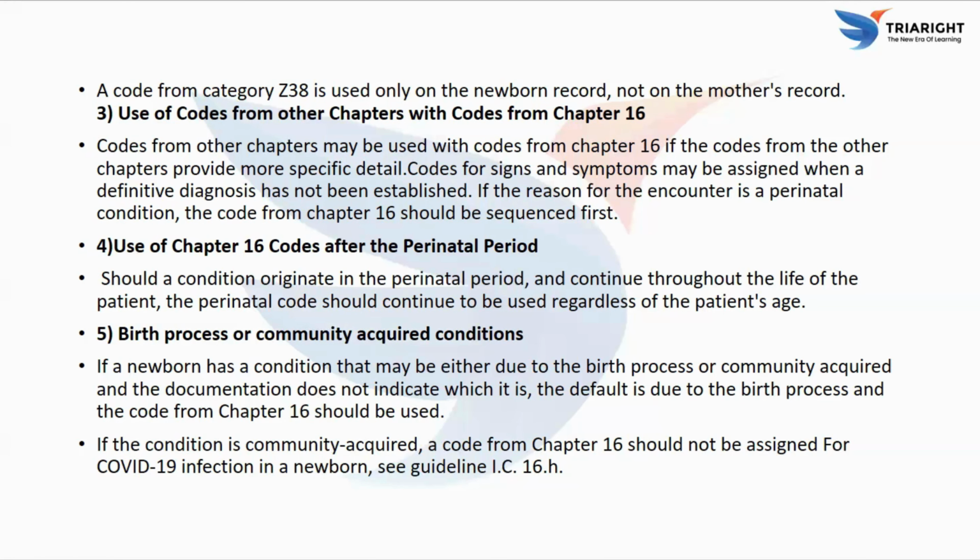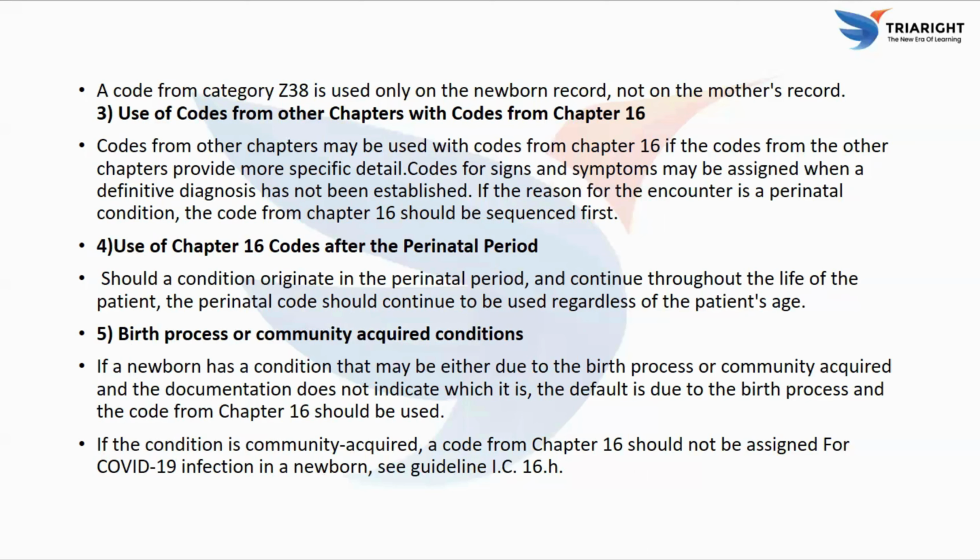So what is the next guideline? Use of chapter 16 codes after the perinatal period. So if a condition starts during the perinatal period, before or within 28 days after the birth, and continues as the child grows, so you can keep using the chapter 16, that is P code, even after the baby is 28 days old. So a baby has a birth injury, that is a brachial plexus injury at 3 months old and a still weak arm.